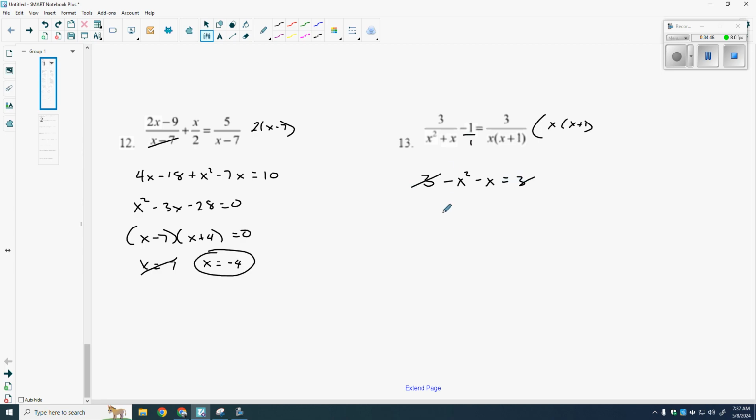3's go away. I'm going to factor out a negative 1. X squared plus x. No, let's factor out a negative 1x. We can do more than that at one time. I was going to do it in 2 steps, but let's factor out a negative x over here. So I get negative x times (x plus 1) equals 0. What makes that 0? X equals 0. What makes that 0? X equals negative 1. Going back to my factored form, x can't be 0. X can't be negative 1. Neither one of these work. There's no solution.